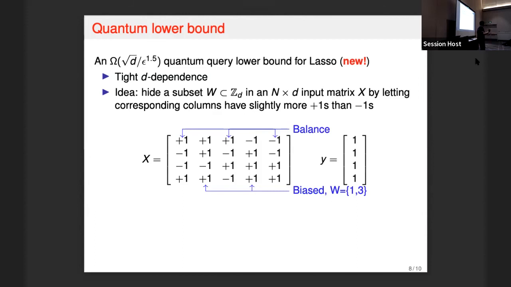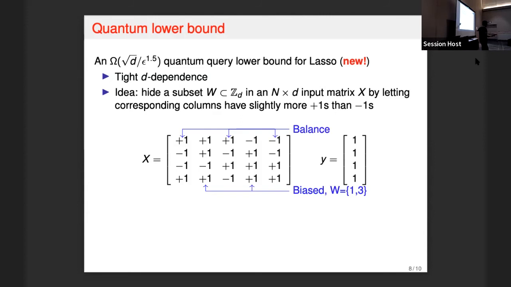Suppose we want to hide an index subset capital W equal to {1, 3}. And please note that in our paper and this talk, our index starts from 0. Then what we do is to make the second and the fourth column slightly biased. Say the number of 1s is greater than the number of -1s. And for the rest of the columns, they are just balanced. Okay.